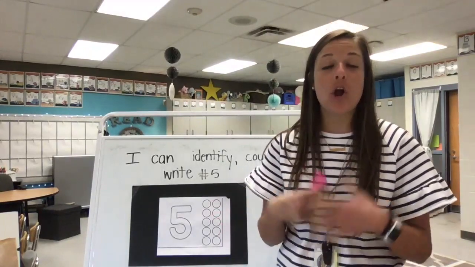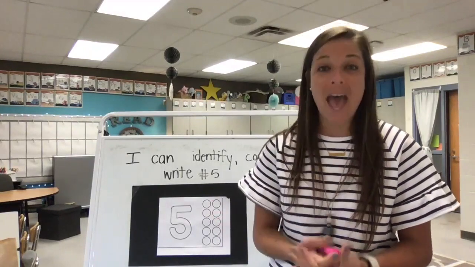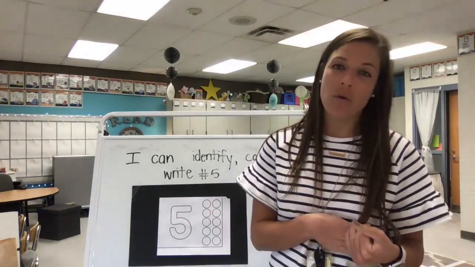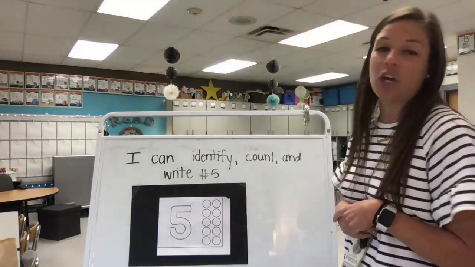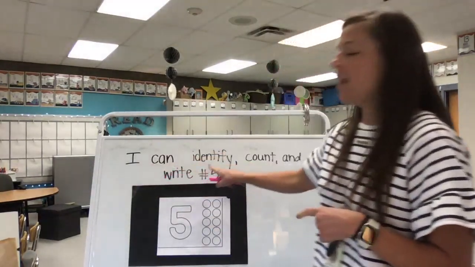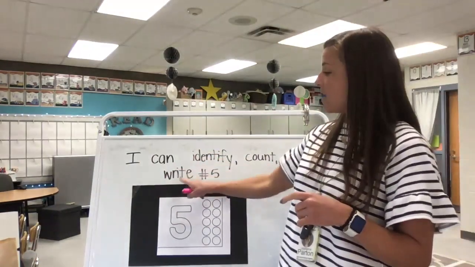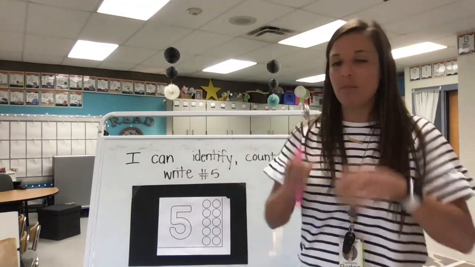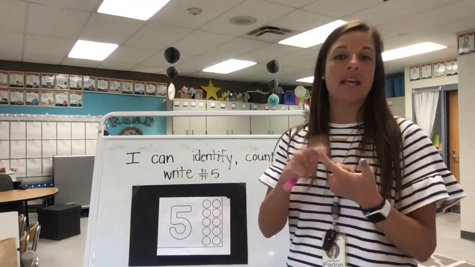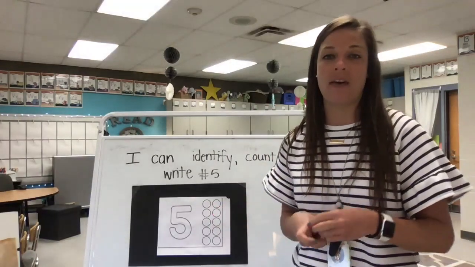Today we are going to learn our next number when we're counting in order, the number that comes after the number 4. What number is that? 5. So today your learning target is I can identify, count, and write the number 5. That means that you can name the number 5 by looking at it, you can count to that number, and you can count objects or shapes of that number.